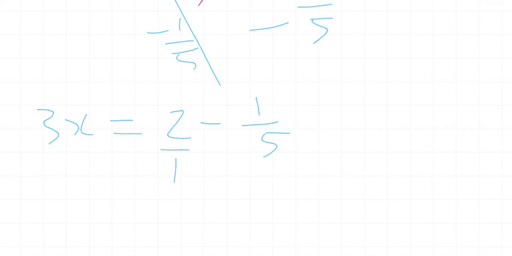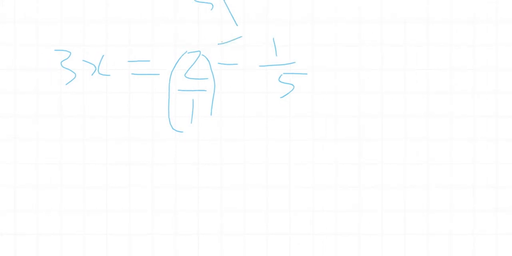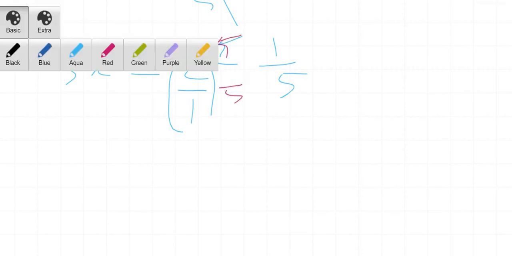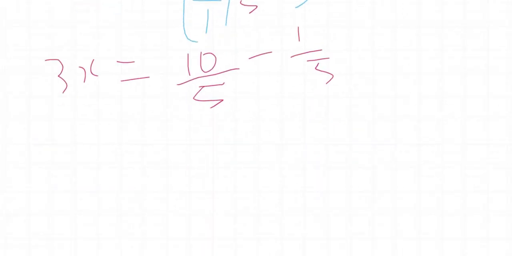And so we'll have 3x is equal to 2 minus 1/5. We could do the LCM thing to get rid of the fraction on that side, or we could multiply by 5 so the denominators are the same. Let's use a different color. This times 5, and that times 5. And so we'll have 3x is equal to 10 over 5 minus 1 over 5, because we learned in the previous video how to work with fractions.